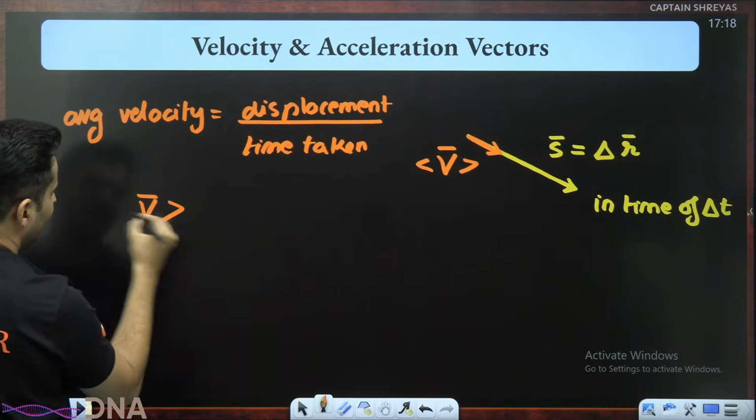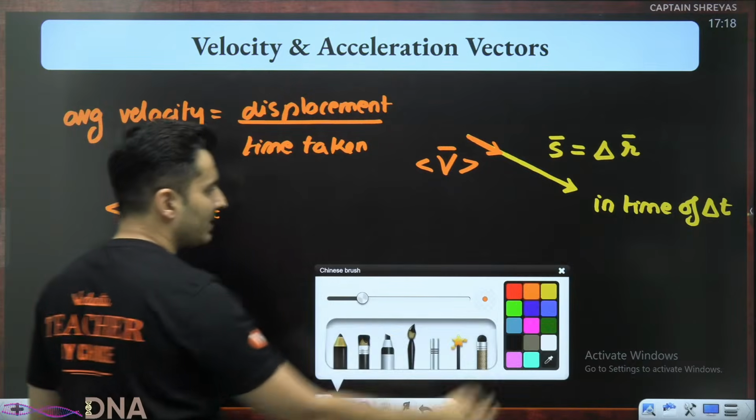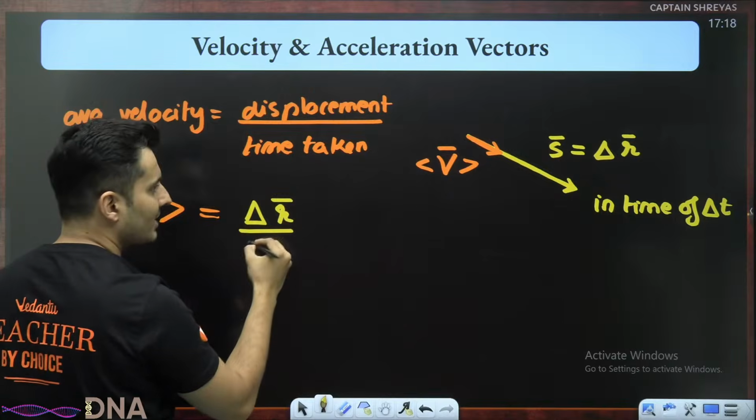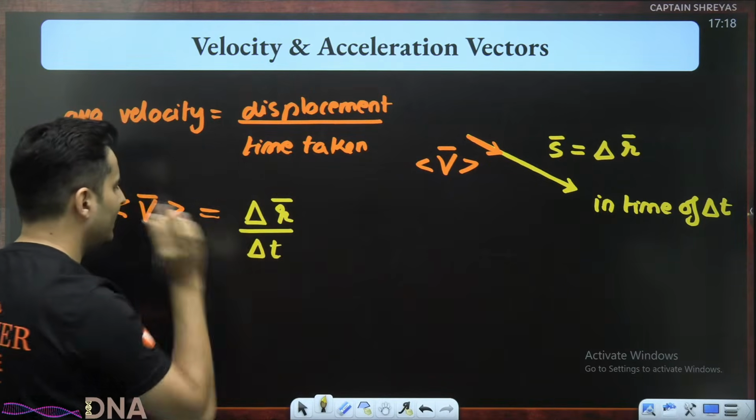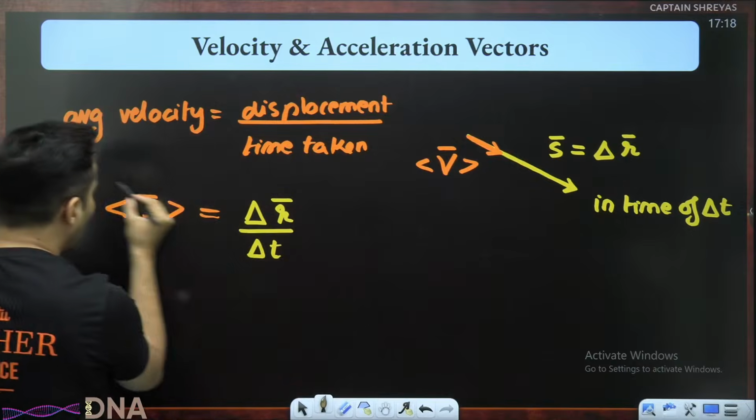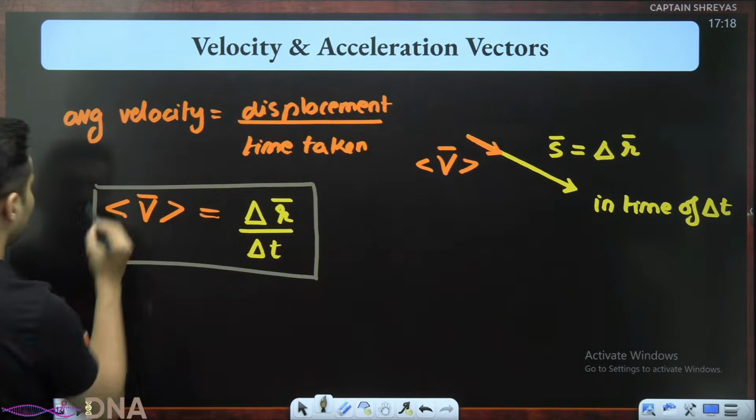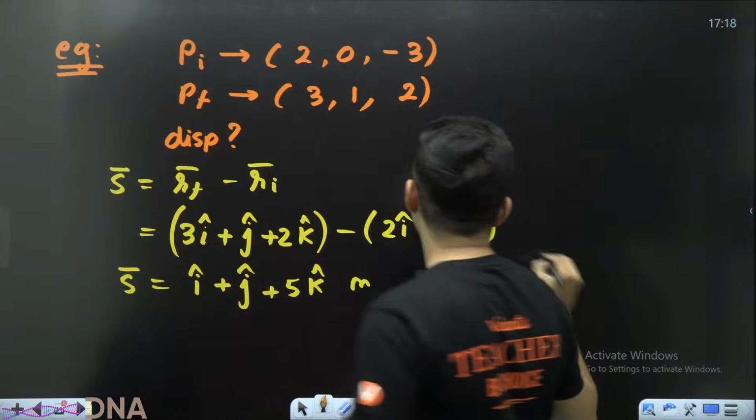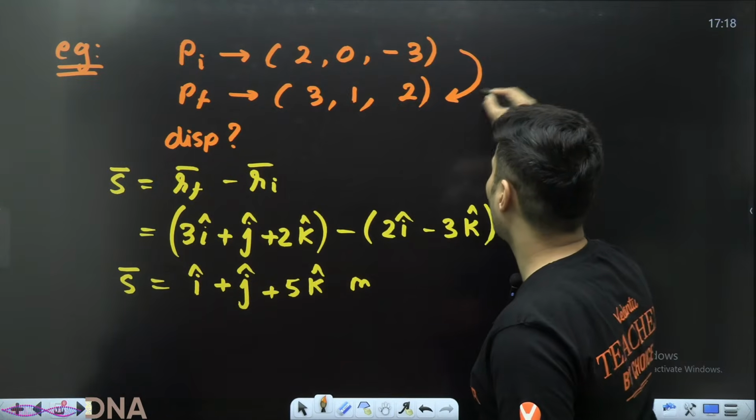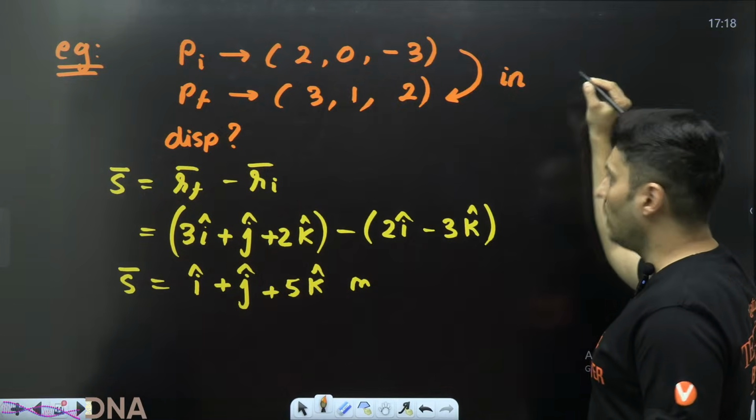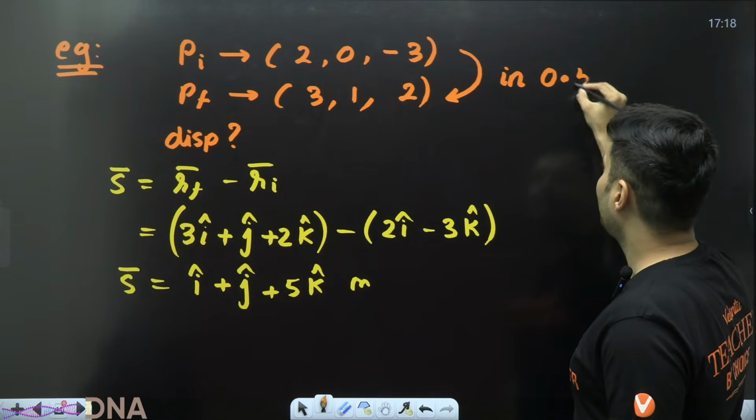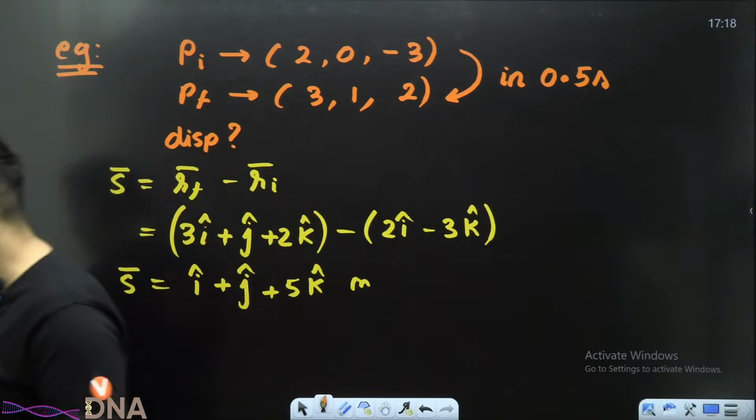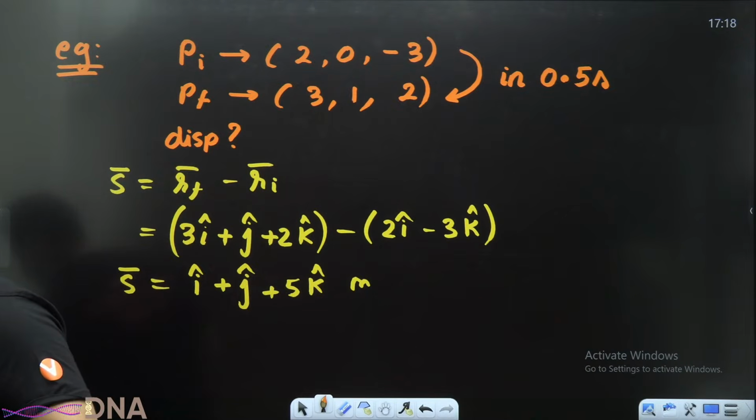So average velocity will be displacement. What is the displacement? It is delta r upon how much time you took? Delta t. That is the value of average velocity. So if I go back over here, let's say Pandu went from this location to this location in a matter of, let's say, 0.5 seconds.